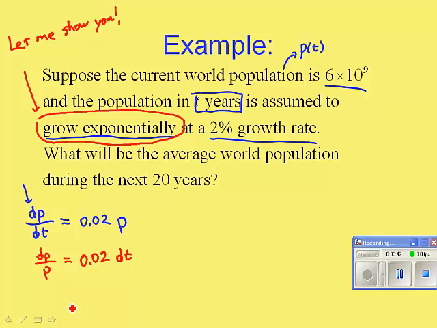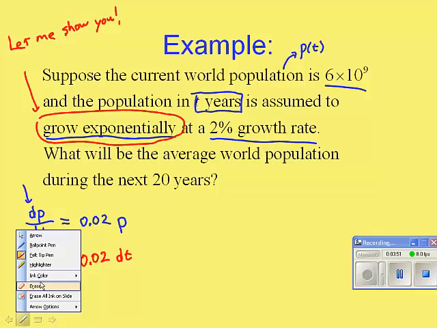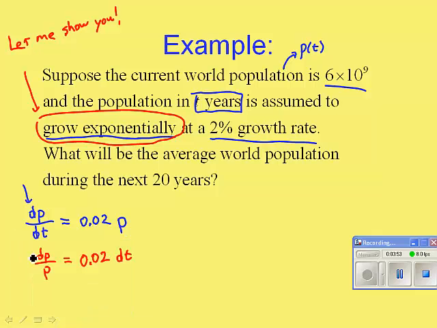How's that look? Is that okay? Now integrate both sides. And over here I get the natural log of the absolute value of p. I probably don't need the absolute value because population's always positive. At least we hope so. All right? And then on this side I get 0.02 what? t plus c. Right?